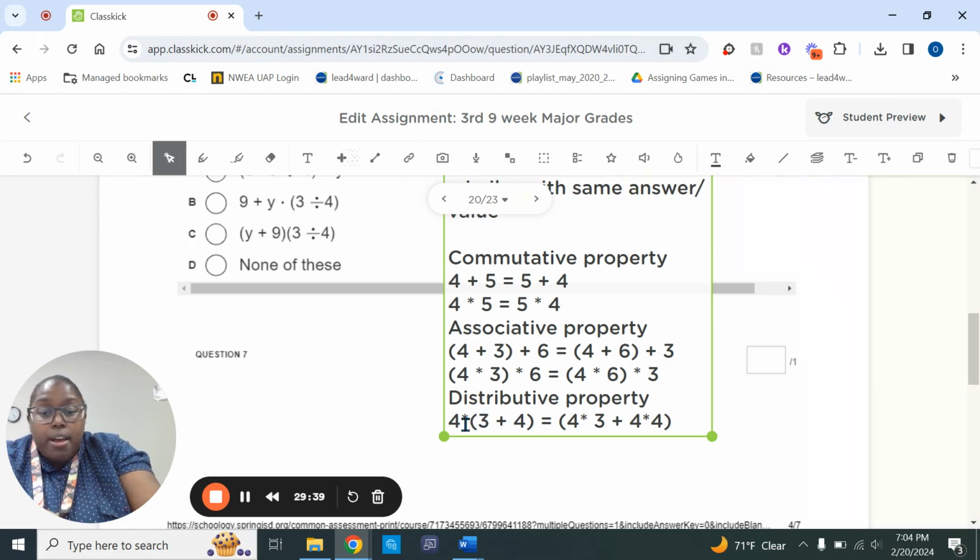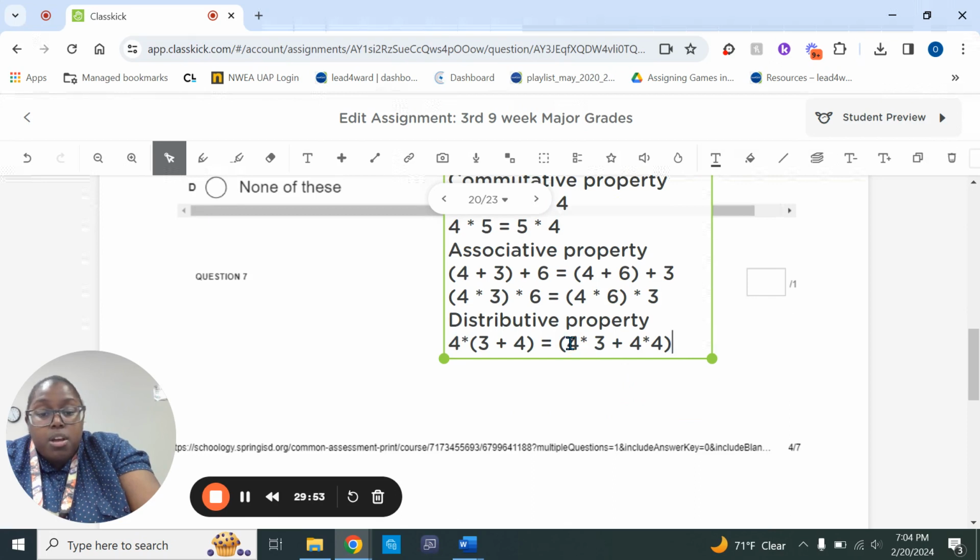So here we have 4 times the quantity of 3 plus 4. So 3 plus 4 gives me 7, times 4 gives me 28. Okay, it equals 28. Now, let's see if that's the same thing over here. 4 times 3 is 12. And then 4 times 4 is 16. And I'm going to add 12 and 16 together. That gives me 28. So this proves this method does work.